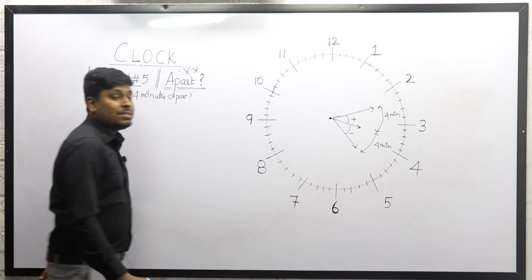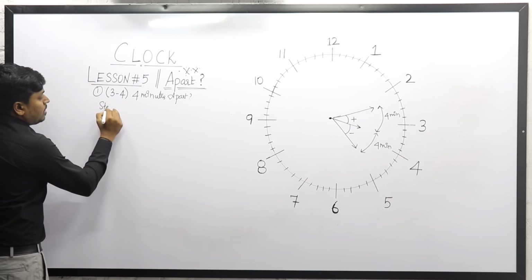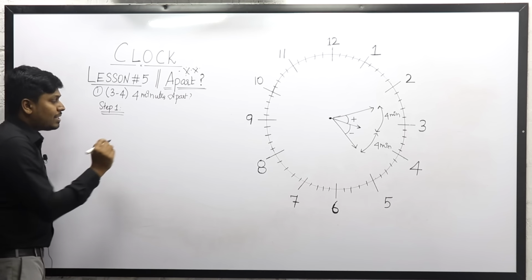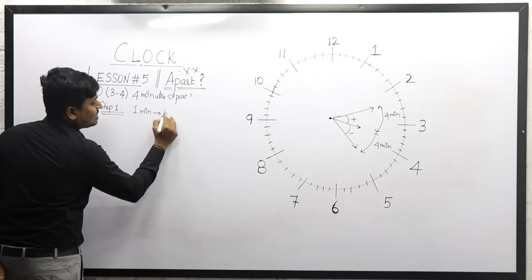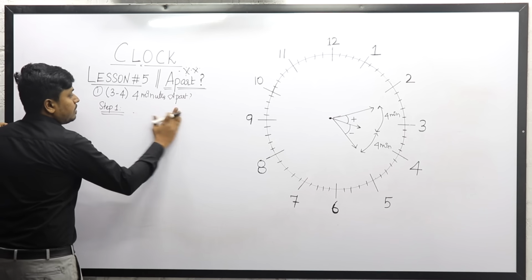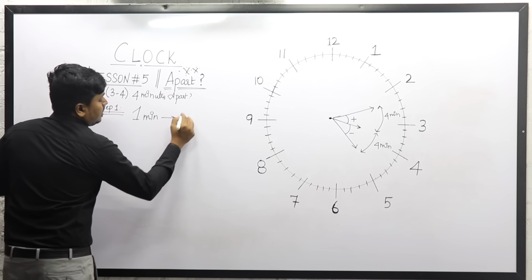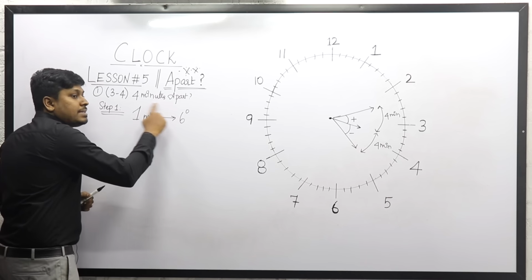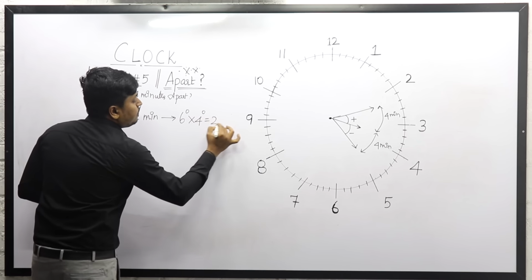That's it. What is the first step I have told you? To find the angle. This should be your step number 1. How to find the angle? Just listen carefully. We know that for 1 minute, how much does the minute hand move? 6 degrees. Yes or no? For every 1 minute, the minute hand will move 6 degrees. Now how much is the minute hand apart? 4 minutes apart. So we can say 6 into 4 will be 24 degrees.